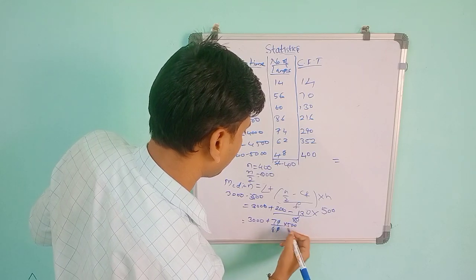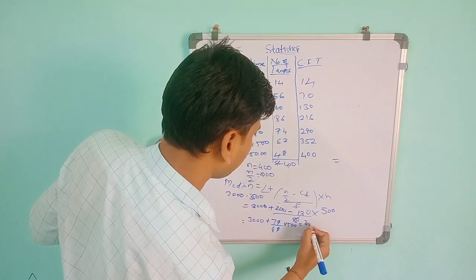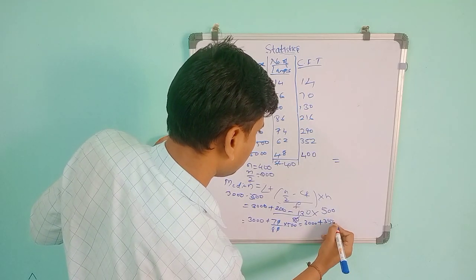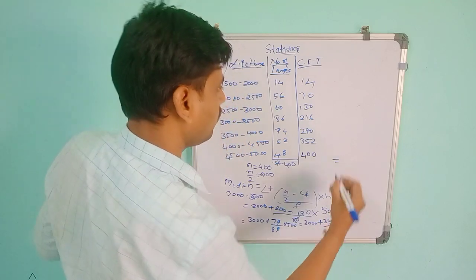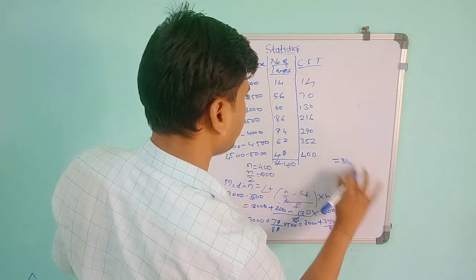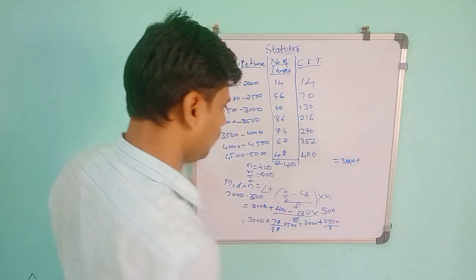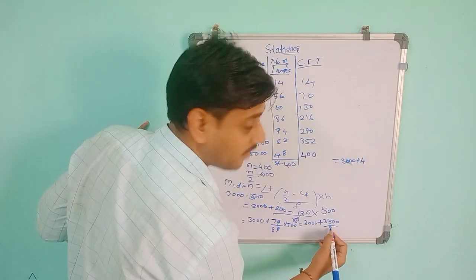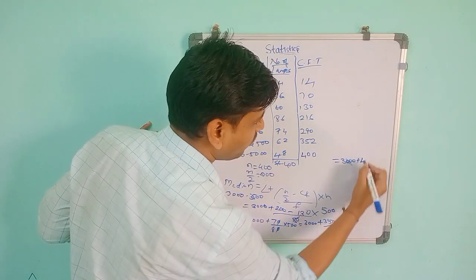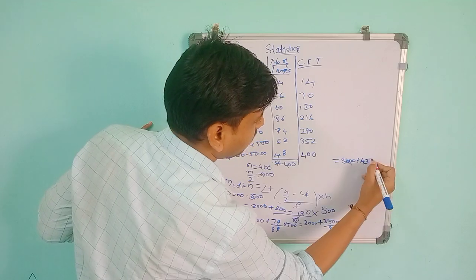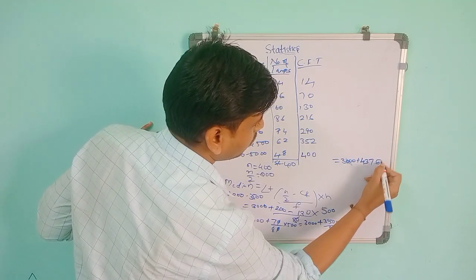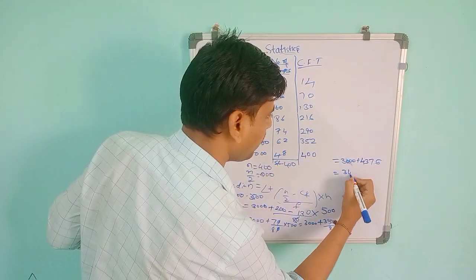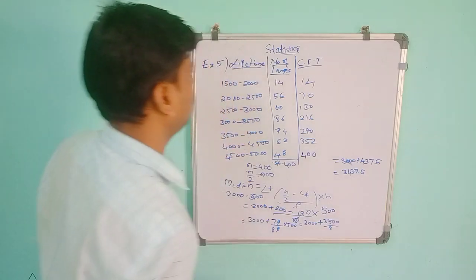So this 0 gets cancelled. So 7 times 5 is 35, so 3000 plus 3500 divided by 8. Doing the division: 8 4s are 32, 3 remains, 30; 8 3s are 24, 60 remains; 8 7s are 56, 40 remains, 5. So 3000 plus 437.5 will give you 3437.5. So I'll check it.